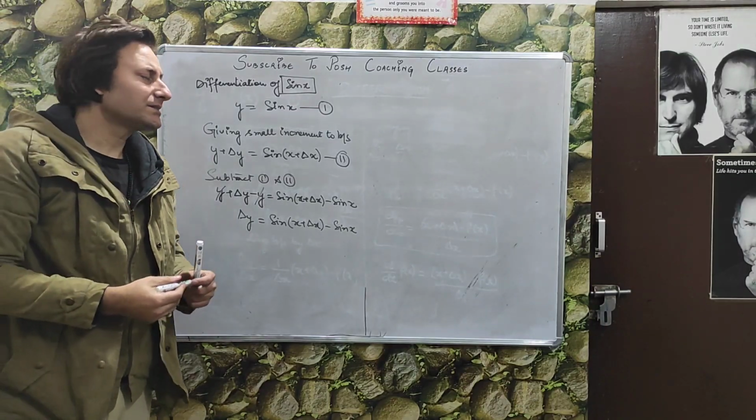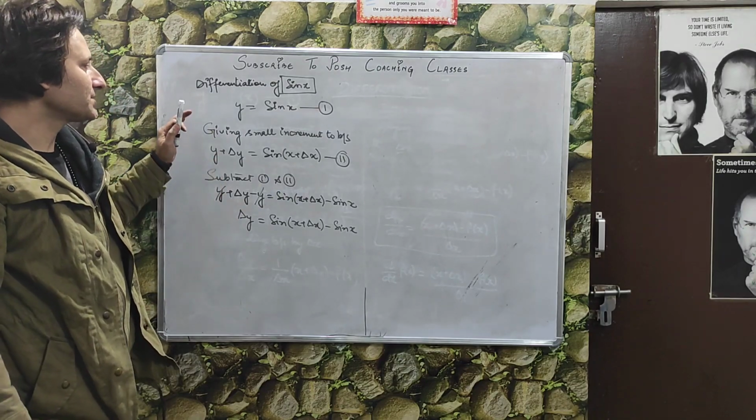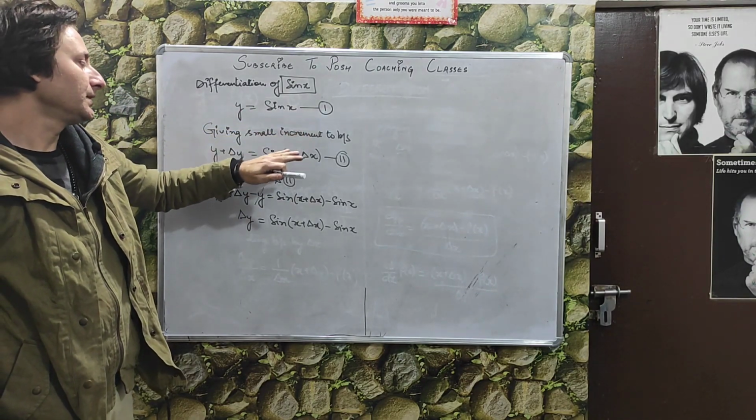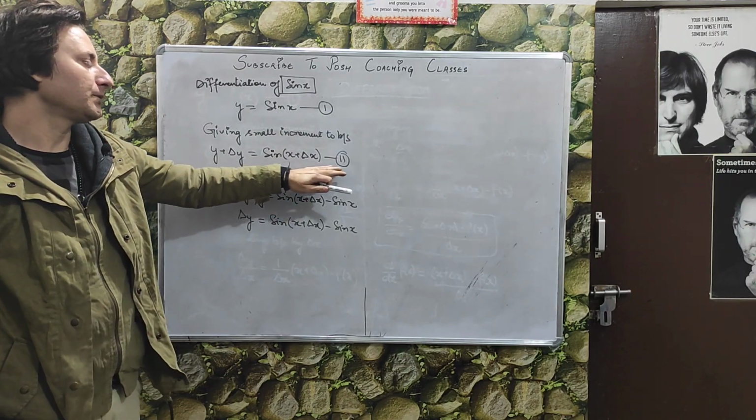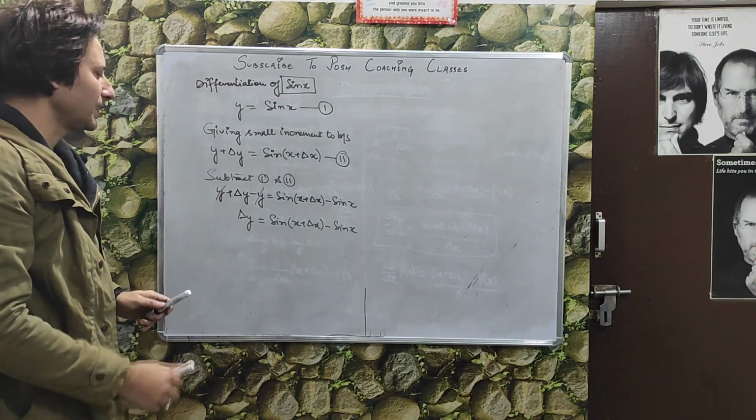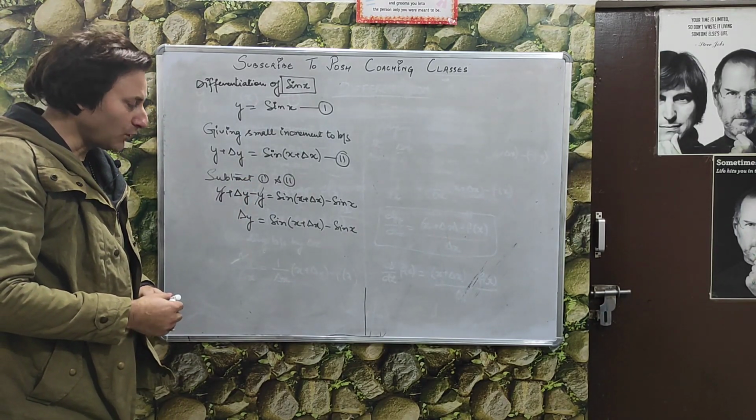Till now, it is the same as what we did in our earlier video. We used the given question as the first expression, then we gave a small increment. That was the second. We subtracted the first and second, and till now it is the same. Now, we will use a few trigonometric formulas here.